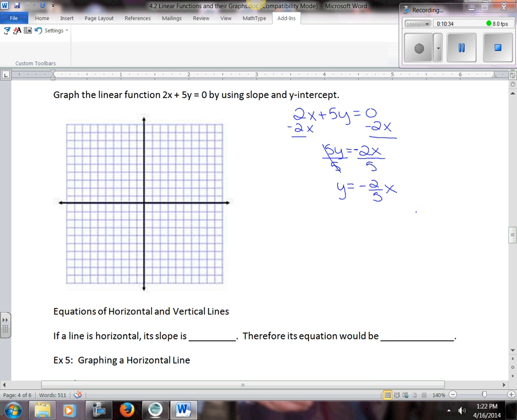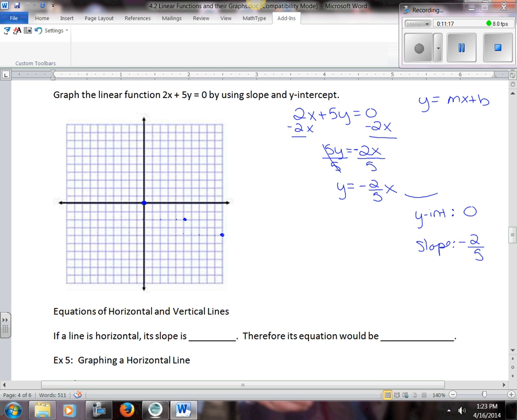So we need the y-intercept and the slope. In looking at this, I don't seem to have that plus b on the end that I like. If there's nothing there, the y-intercept is 0. My slope is negative 2/5. So you start at the y-intercept, which is 0, and you rise over run. So we've got negative 2/5. Instead of rising, because it's negative, I'm going to fall. So down 2 and run 5. 1, 2, 3, 4, 5.